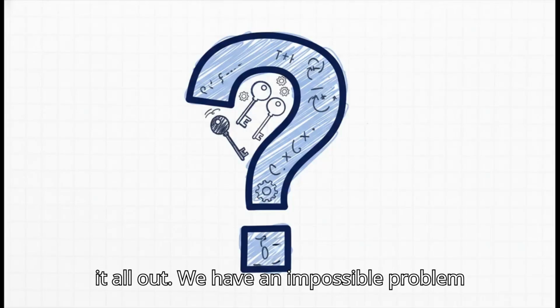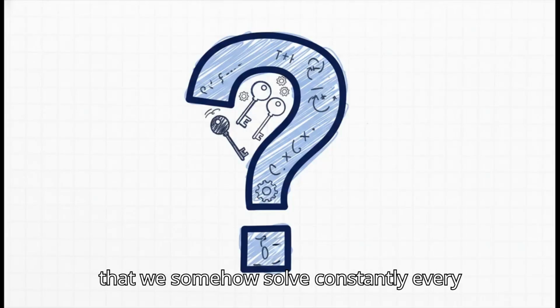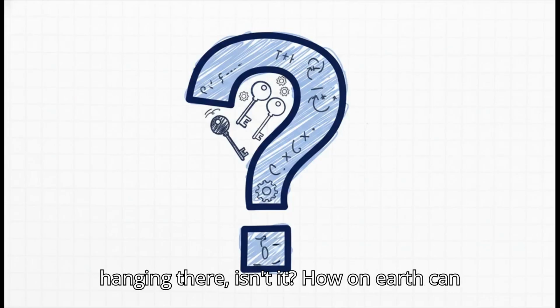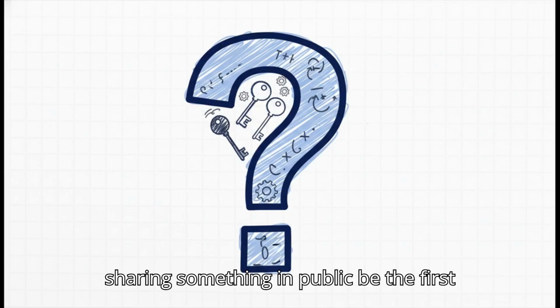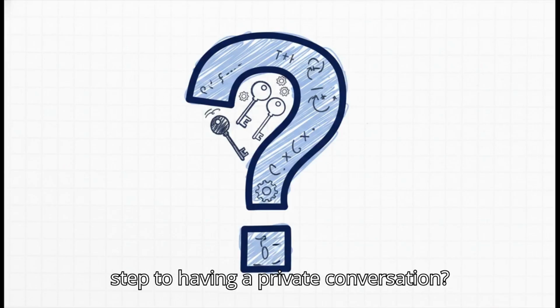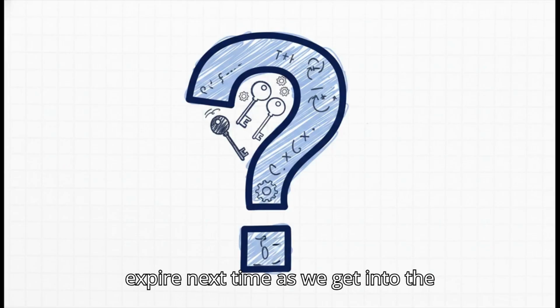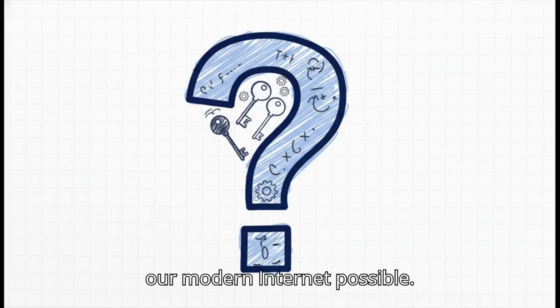So we've laid it all out. We have an impossible problem that we somehow solve constantly, every single day. But the big question is still hanging there, isn't it? How on earth can sharing something in public be the first step to having a private conversation? Well, that is the magic we're going to explore next time, as we get into the absolutely brilliant solution that makes our modern internet possible.